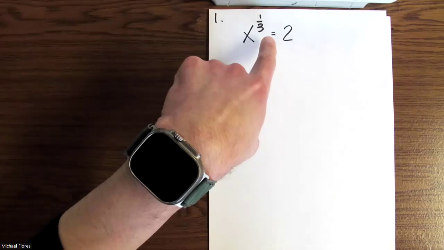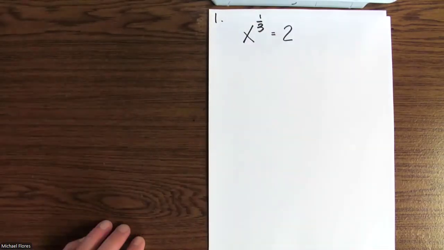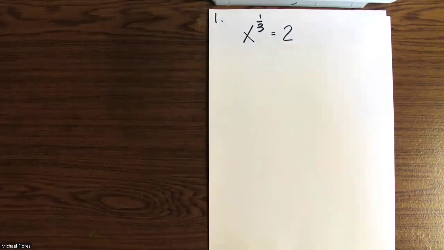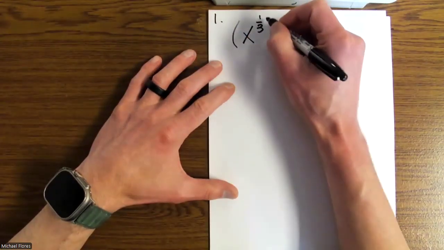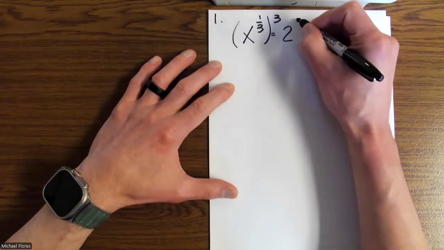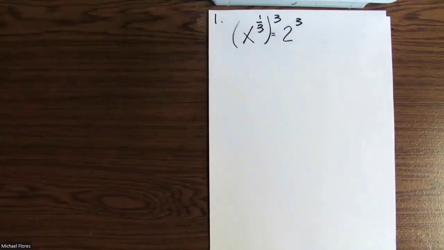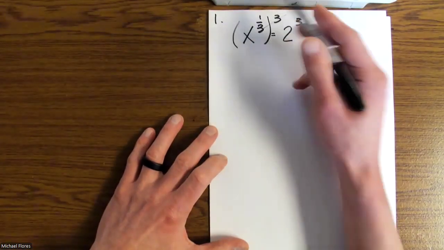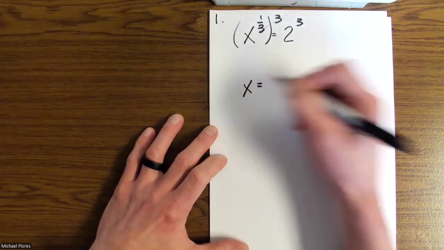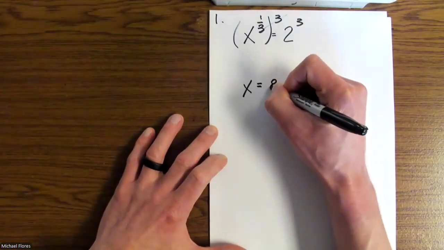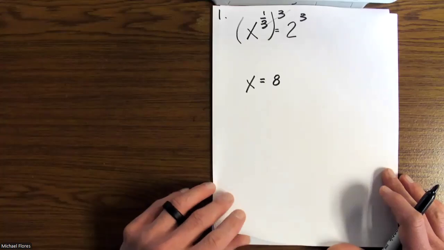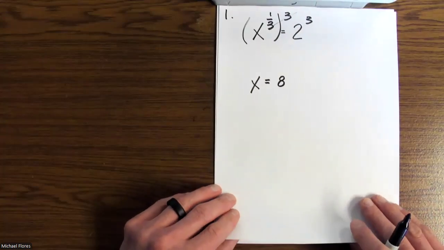We need to use the reciprocal of 1/3, but 1/3 is a power. So what you actually want to do is raise both sides to the 3rd power. So let's raise everything to the 3rd power. Since these are reciprocals, they cancel out. And 2 cubed is 8. Your answer is x equals 8. Isn't that nice? Easier?